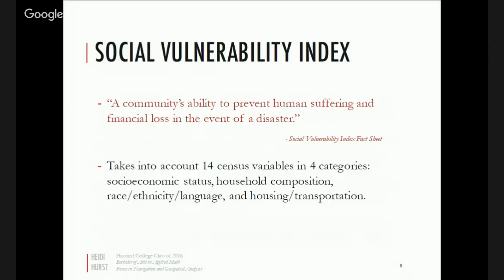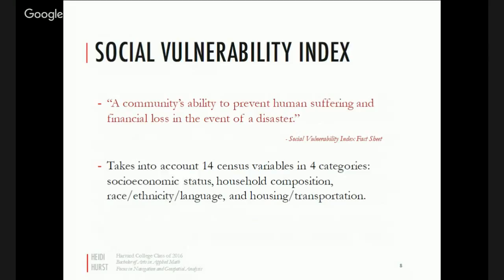So does this give us one number for a community, or does it depend on the disaster? That's a good question. So it's for a community regardless of disaster. So that means that if you're looking at different disasters, you might want to look at different variables. And I looked at the overall vulnerability, but again, it breaks it into four different categories: socioeconomic status, household composition, race, ethnicity, and language, and housing and transportation. If you're looking at planning evacuation routes or something, you might want to look at housing and transportation. If you're looking at distributing information, you might want to look at race, ethnicity, and language. So it depends. I looked at overall.